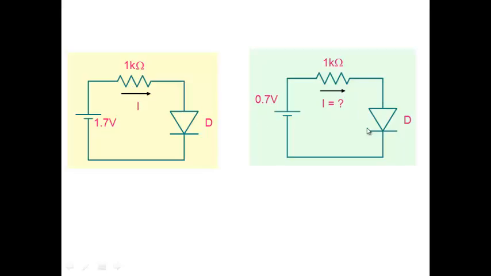Fine. So we apply 0.7 volt. What is the current? The typical answer that comes is that the current is 0. Well, the first thing is that's what is important.